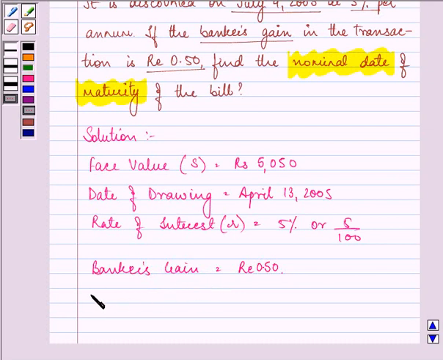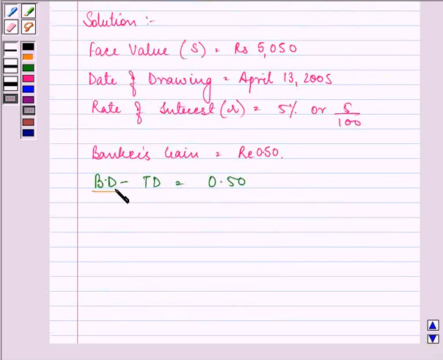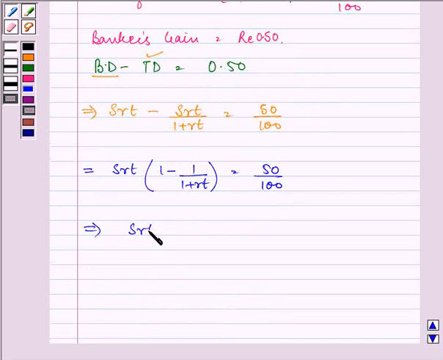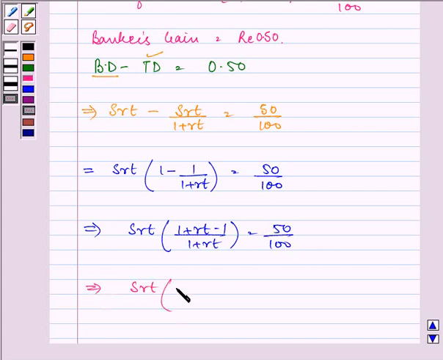We can write banker's gain as banker's discount minus true discount also. So, it is equal to 50 paise. Now, we know that the formula for banker's discount is SRT. So, SRT minus SRT upon 1 plus RT, that is the true discount, is equal to 50/100. Further, on taking SRT common, we have 1 minus 1 upon 1 plus RT, which is further equal to SRT, 1 plus RT minus 1 upon 1 plus RT equal to 50/100. And further simplifying, we reached this step.